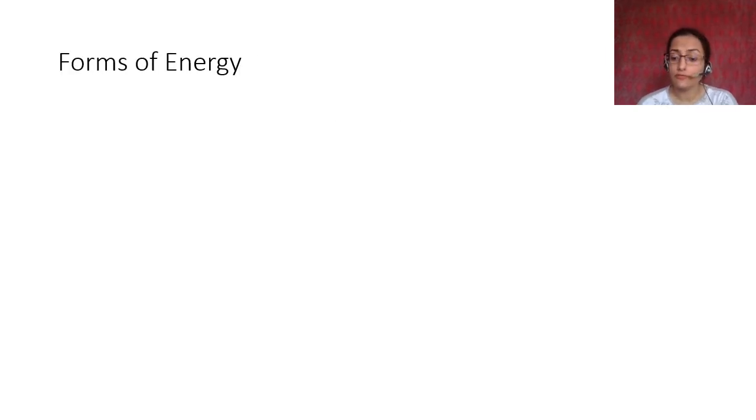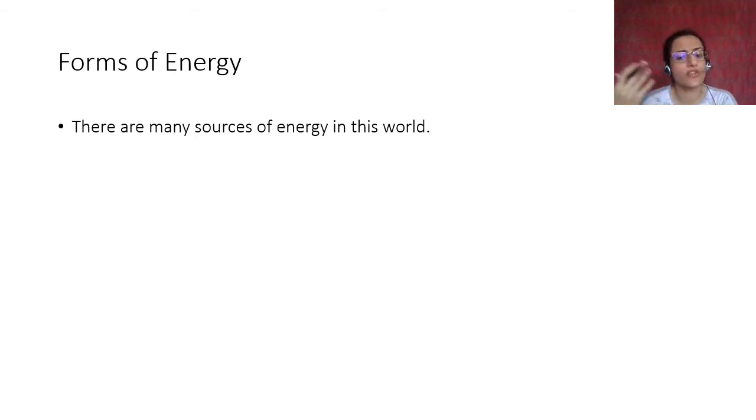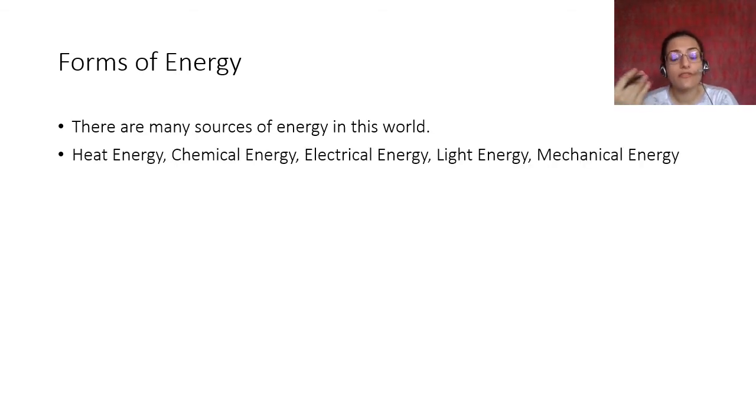So now we come to forms of energy. There are many sources of energy in this world. Like I told you in the previous video, most of the energy in our world comes from solar energy, except some things like nuclear energy or geothermal energy. Directly or indirectly, it depends on solar energy. We have heat energy, we have chemical energy, we have electrical energy, we have light energy, we have mechanical energy.